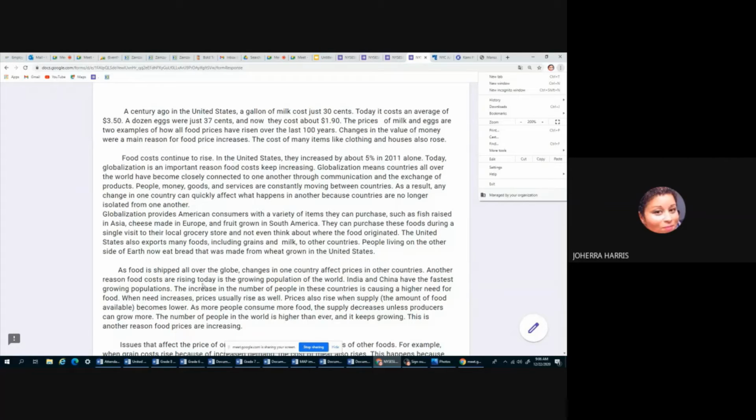Another reason food costs are rising today is the growing population of the world. India and China have the fastest growing populations. The increase in the number of people in these countries is causing a higher need for food. When need increases, prices usually rise as well. Prices also rise when supply, the amount of food available, becomes lower. As more people consume more food, the supply decreases unless producers can grow more. The number of people in the world is higher than ever, and it keeps growing. This is another reason food prices are increasing.